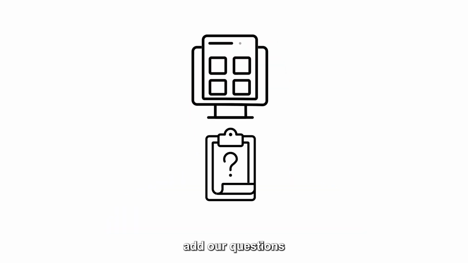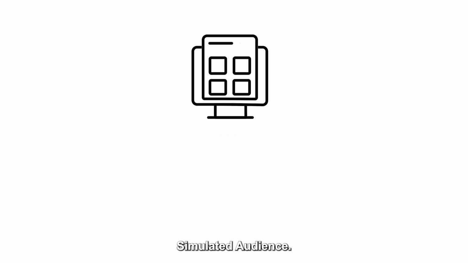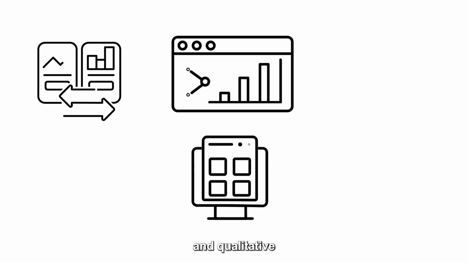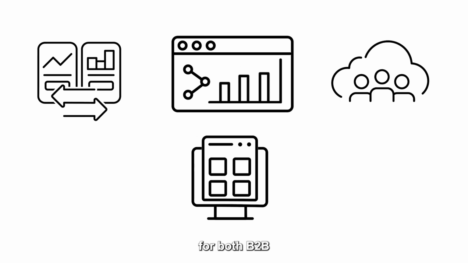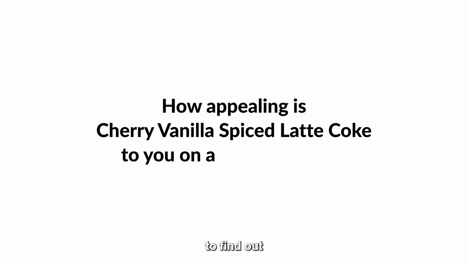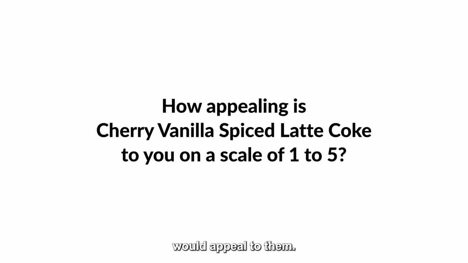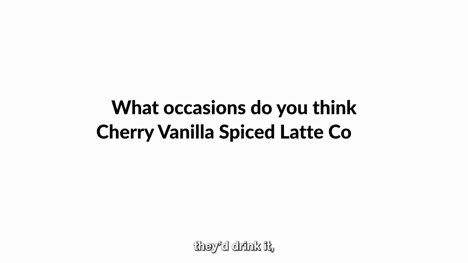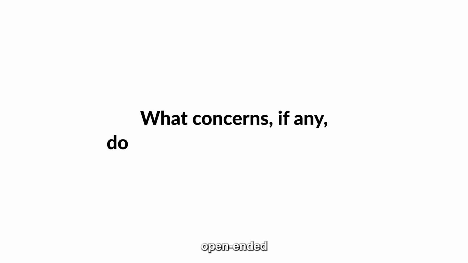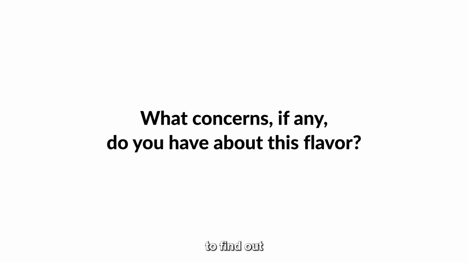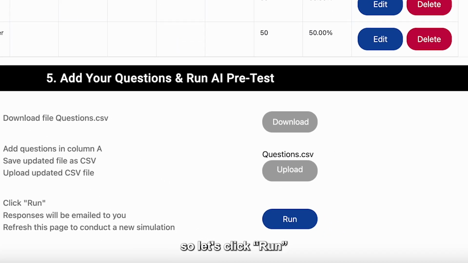We can now add our questions to ask our simulated audience. We can ask quantitative and qualitative questions for both B2B and B2C audiences. Let's ask a quantitative question to find out if this new flavor would appeal to them. And we're curious when people think they drink it, so let's ask. How about an open-ended qualitative question to find out any concerns they may have? We are done entering questions, so let's click Run and the simulation will begin.